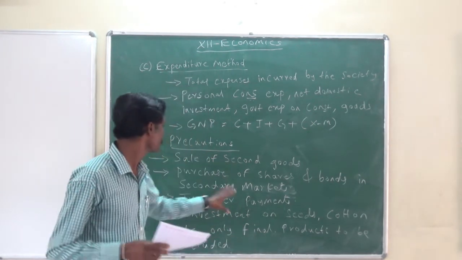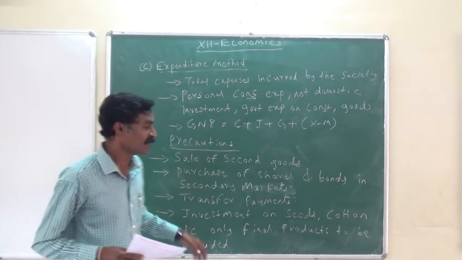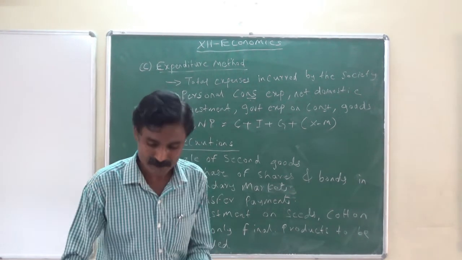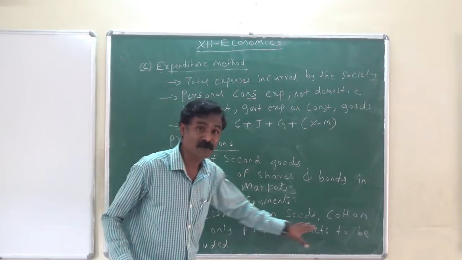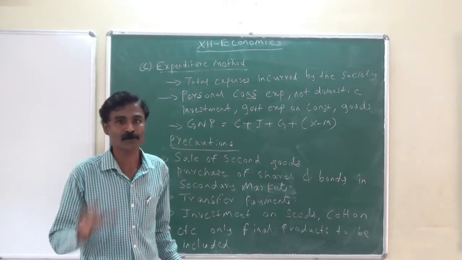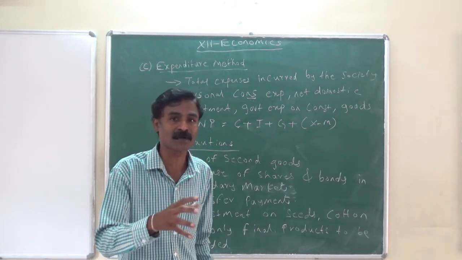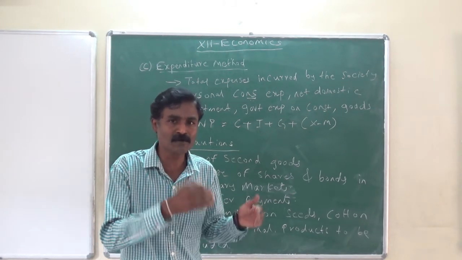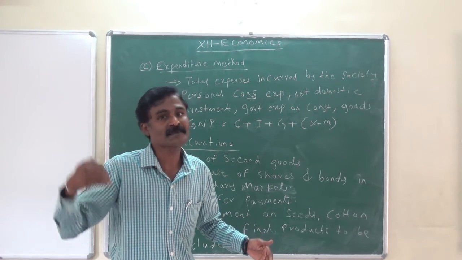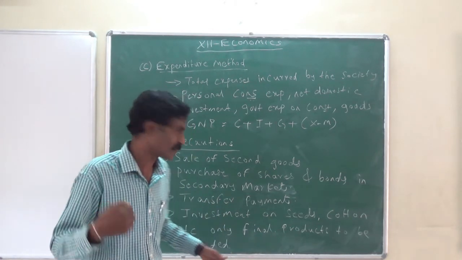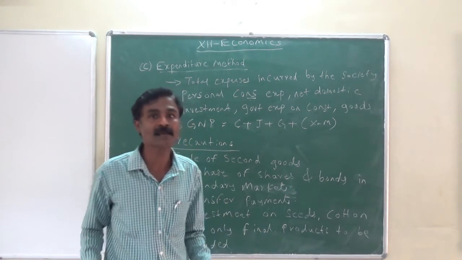They should not be considered. Next is investments on seed, cotton, yield, because I have to take only the final product to be included, not the initial things like basic products such as seeds and cotton. Finally, what is the final product? If I take cotton, the final product is textile. So only the textiles have to be included as the final product.